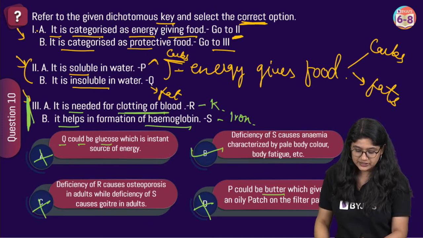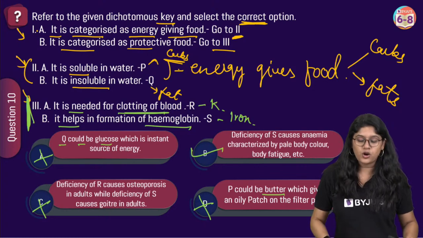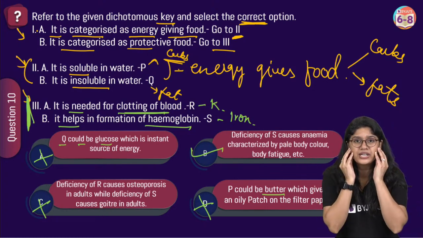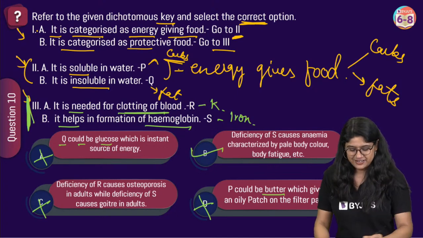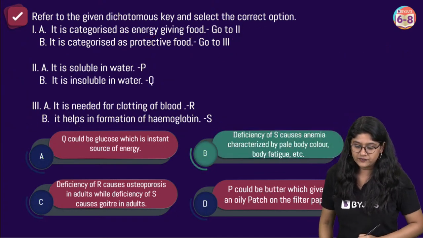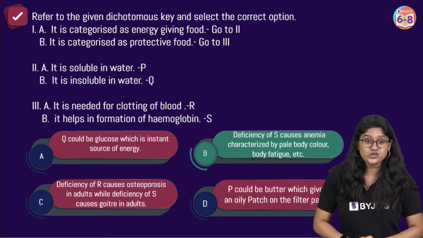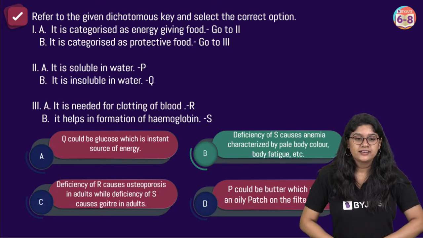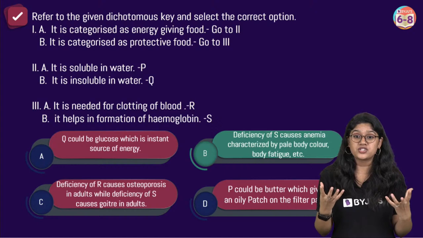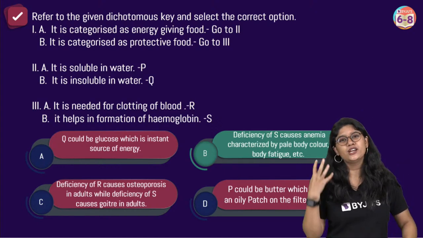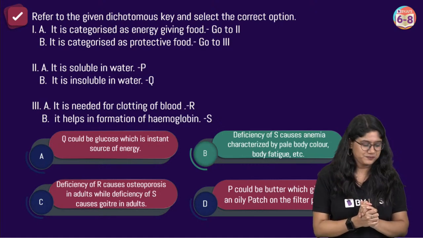That is B. Deficiency of iron causes anemia. And of course, it can cause symptoms like a pale body color, body fatigue, no energy. With that, we are done, and option B is the correct answer. Thank you so much. What are carbs? Kanti, carbs are the food that provides the energy. It includes glucose, which gives us so much energy.